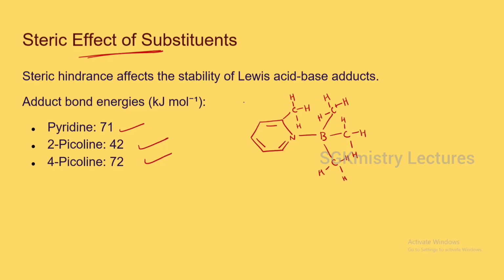So because of which, in this case, whatever the bond energy, you can see it is very less in the case of 2-picoline. So this is how the acidic nature or the basic nature is defined. Here, because of the presence of the steric effect, you can see that 2-picoline has a less basic character when compared to the other two compounds, right?